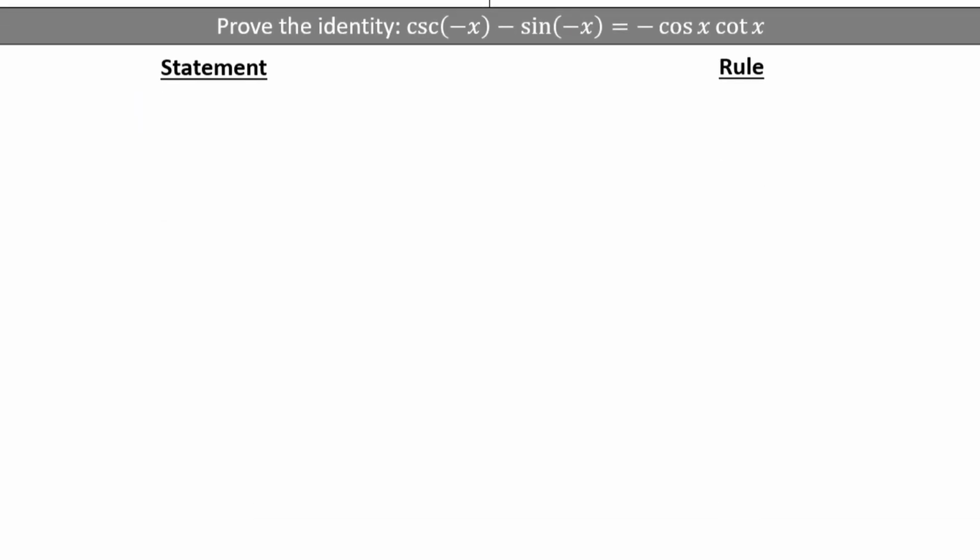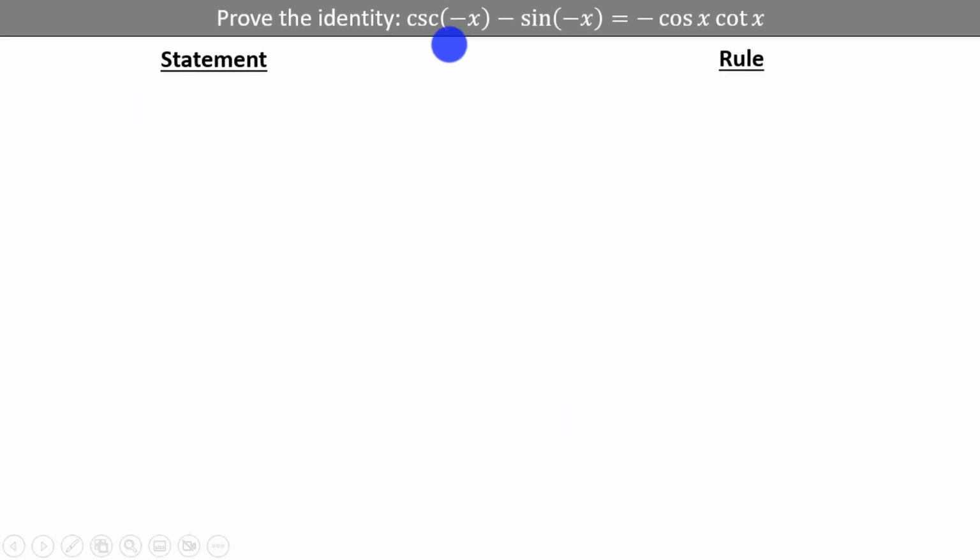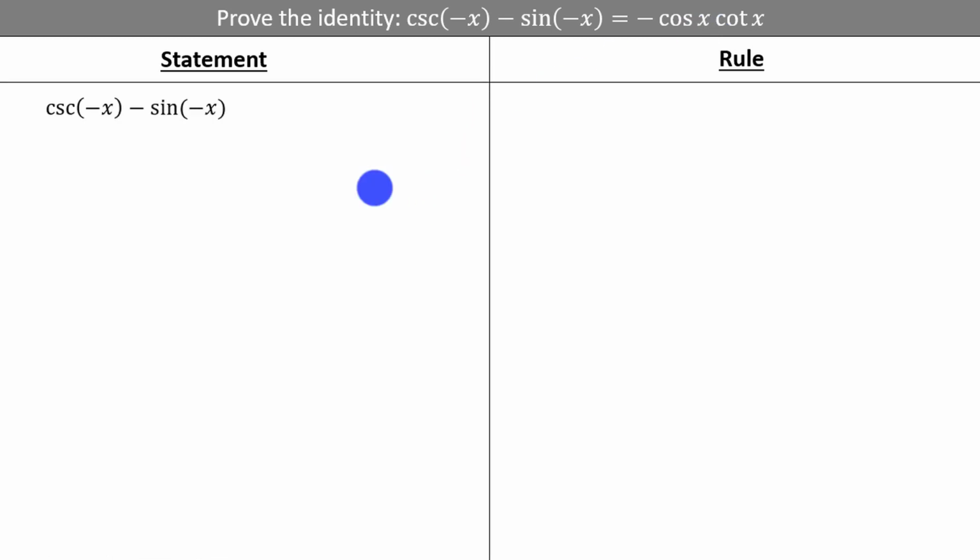Let's try another problem. We are asked to prove the identity cosecant of negative x minus sine of negative x is equal to negative cosine of x times cotangent of x. Let's start with the left-hand side. Again, we have trig functions with negative arguments, which means we should use either the even or odd identities. Recall that cosine and secant are the only two even identities. That's the case where you can simply drop the negative sign.